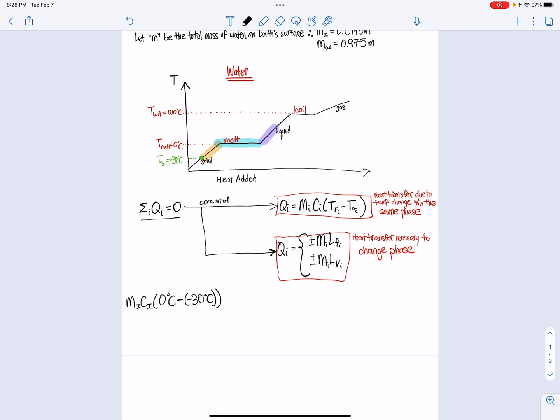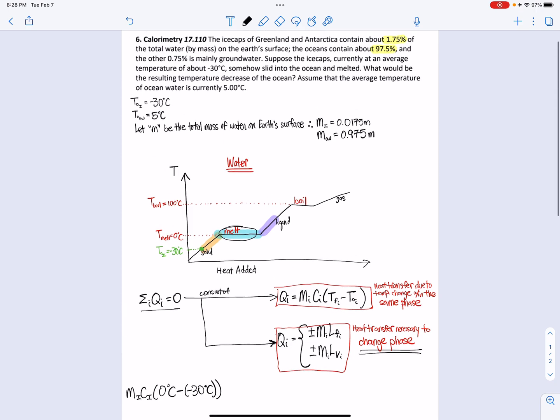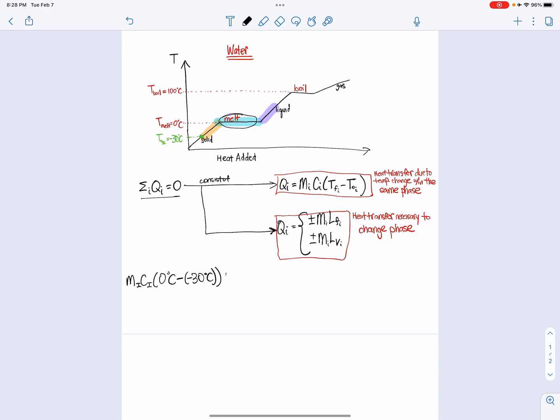And then we also have this melting region, which is a phase change for ice, right? Because they said that somehow the ice slid into the ocean and melted right there. So we're going to add that. So plus, because it melts from negative 30, we go up to 0 degrees. Heat is added into the ice in order for it to melt. So plus mass of ice. And in the melting region, like we said, we use latent heat of fusion, right? Because it goes from a solid to a liquid.